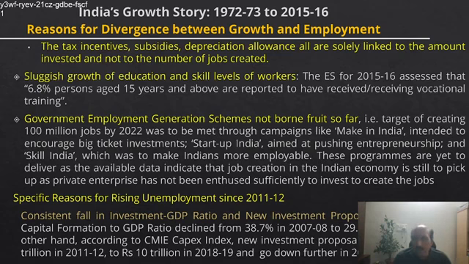which is revealed by the CMIE data. CMIE issues the CAPEX index data. And they said that the new investment proposals, which were coming every year around 25 lakh crores in 11-12, are reduced to around 10 lakh crores in 18-19. And after the pandemic, it has further gone down. And therefore, the new investment proposals are not coming.